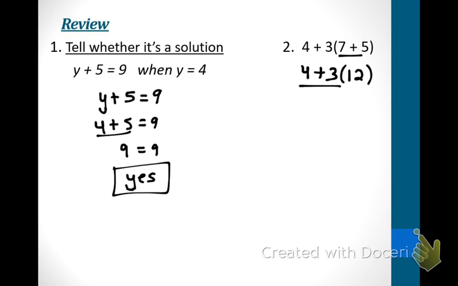12. What do I have to do with the 12? If you have parentheses next to another number, what do I have to do to it? Multiply. Think about PEMDAS. Does multiplication come before or after addition? Before. So I have to multiply this before I can ever try to add numbers together. Okay, Landon, what's 3 times 12?